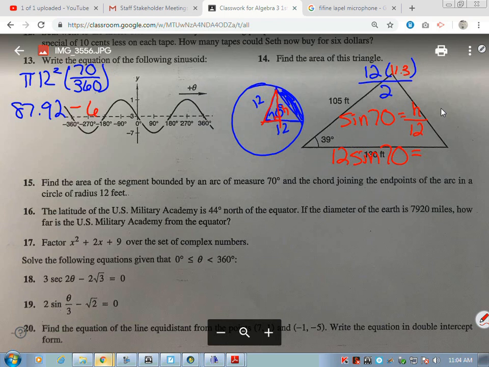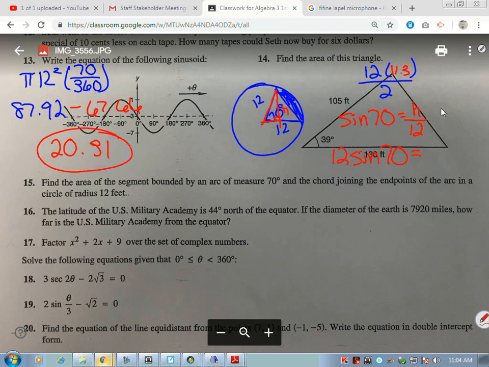Okay, I got 67.66. Again, I don't know that it's going to be a big difference, because we're rounding, right? What's 87.92 minus 67.66? And I got 20.31.